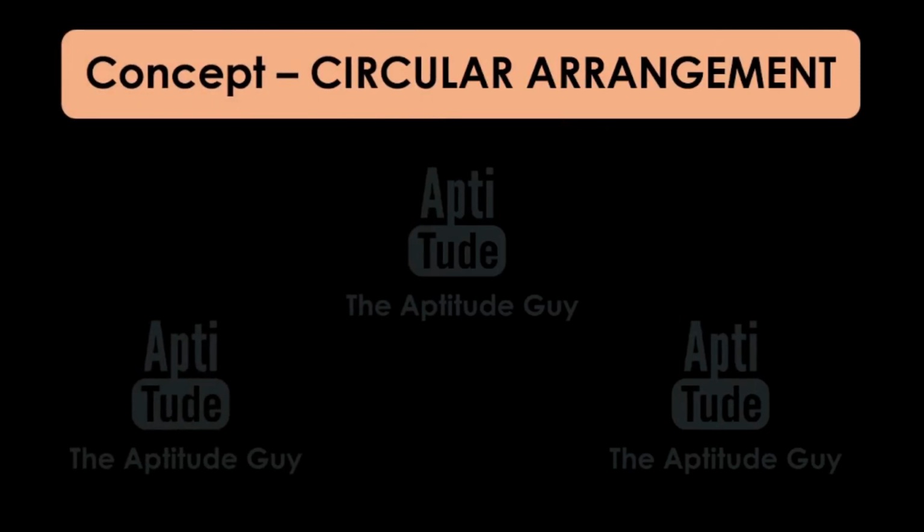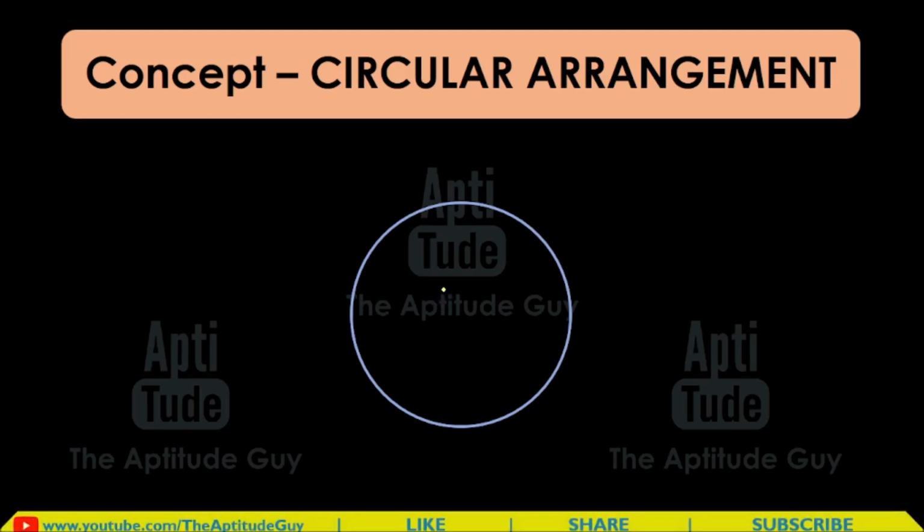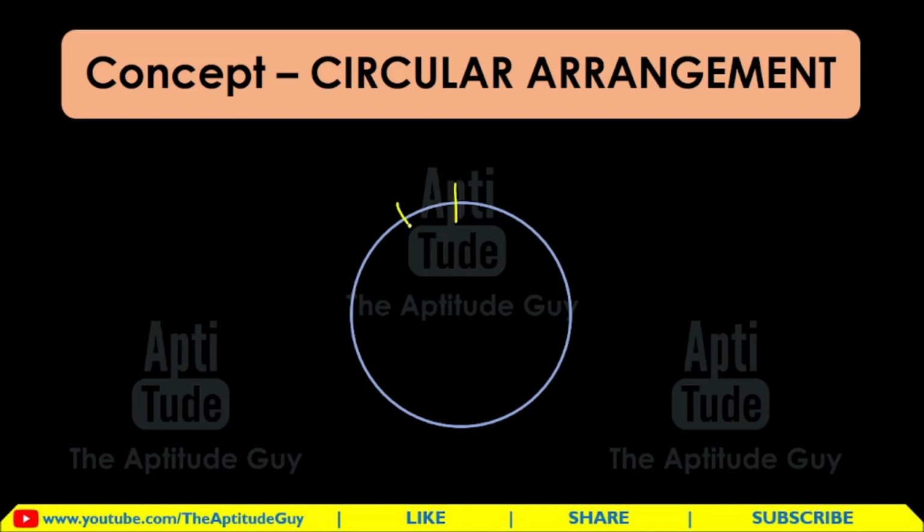As always, let's go through the concept of circular arrangement first. Now, the first mistake that a lot of people make in circular arrangement is in drawing the circle itself. I don't mean to say you don't know what a circle is. Everybody knows what a circle is. But the problem happens here. If the question says that there are 8 people sitting around a circle, then what people end up doing is 1, 2, 3, 4, 5, 6, 7, 8.